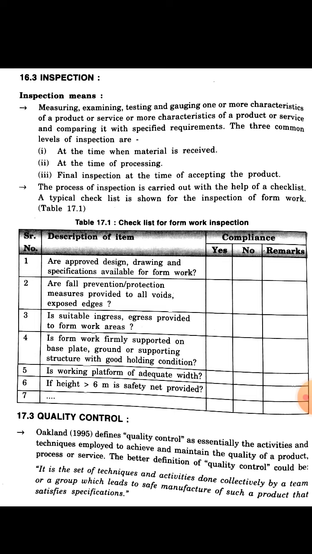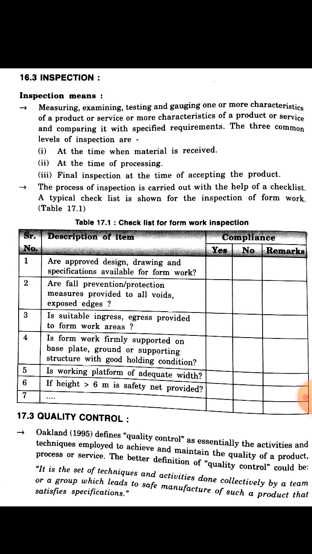Quality control is an essential activity and technique employed to achieve and maintain the quality of a product, process or service. It is one type of quality control, and we get the output with better results, a better product. A better definition of quality control could be: it is the set of techniques and activities done collectively by a team or a group which lead to the safe manufacture of a product that satisfies the specification.